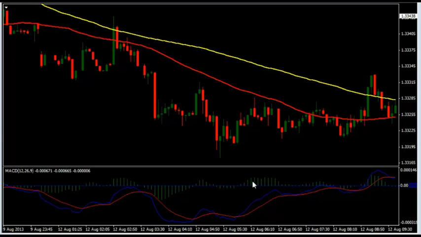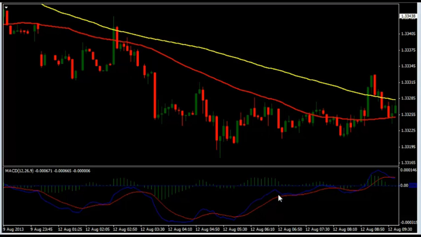Now we're using two MACDs. The first is the traditional oscillator, which is here in red, and the second is the histogram, which is here in blue. Practically speaking, the only difference between them is that the histogram tends to be more sensitive to the market. So once we have established the overall trend, what we're looking for is a divergence between these two indicators.